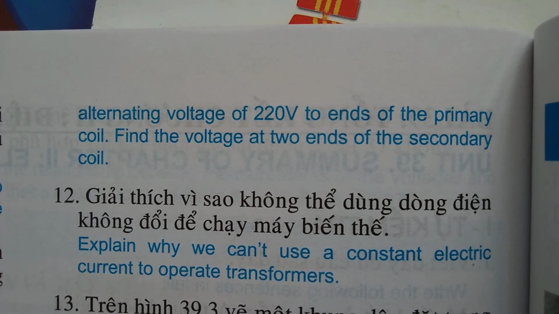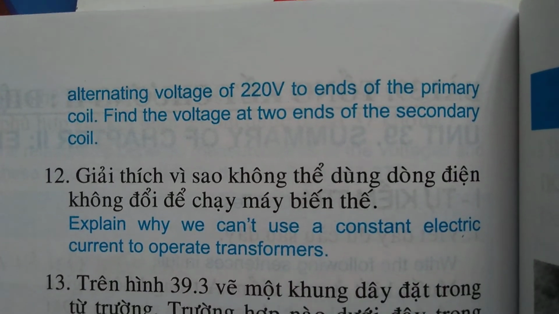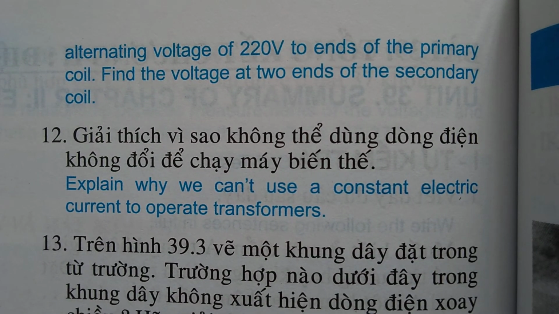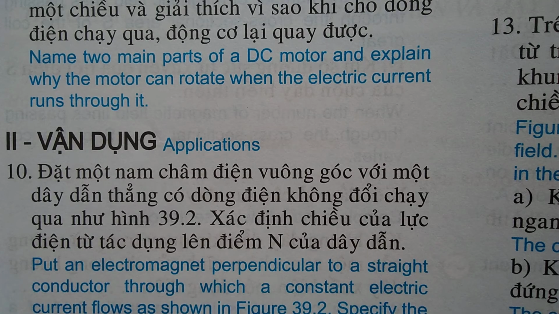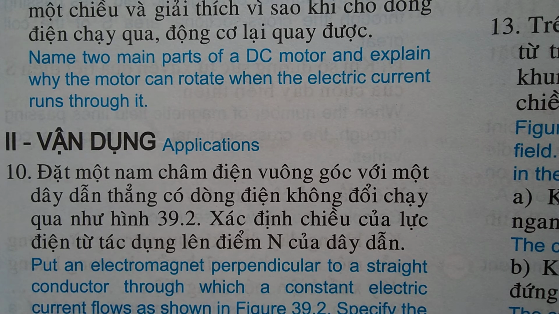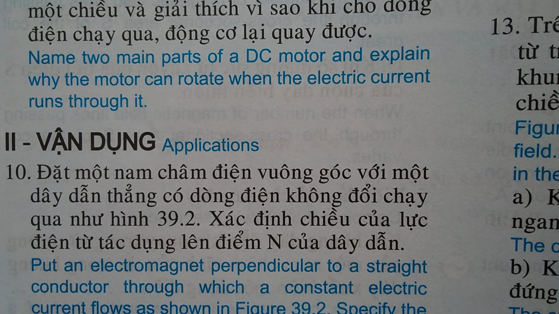Explain why we can't use a constant electric current to operate transformers. Name two main parts of a DC motor and explain why the motor can rotate when the electric current runs through it.